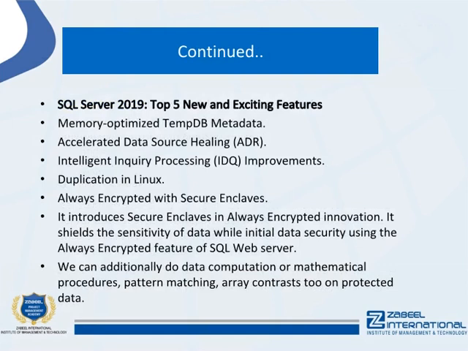SQL Server 2019 top 5 new and exciting features: Memory-Optimized TempDB Metadata, Accelerated Database Recovery (ADR), Intelligent Query Processing (IQP) improvements, Replication on Linux, and Always Encrypted with Secure Enclaves. It introduces secure enclaves in Always Encrypted technology. It protects the sensitivity of data while providing data security using the Always Encrypted feature of SQL Server. We can additionally do data computation or mathematical operations, pattern matching, and array comparisons on protected data.